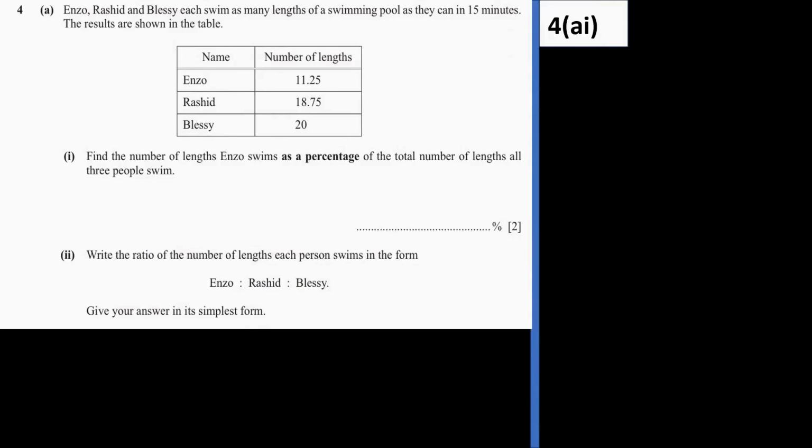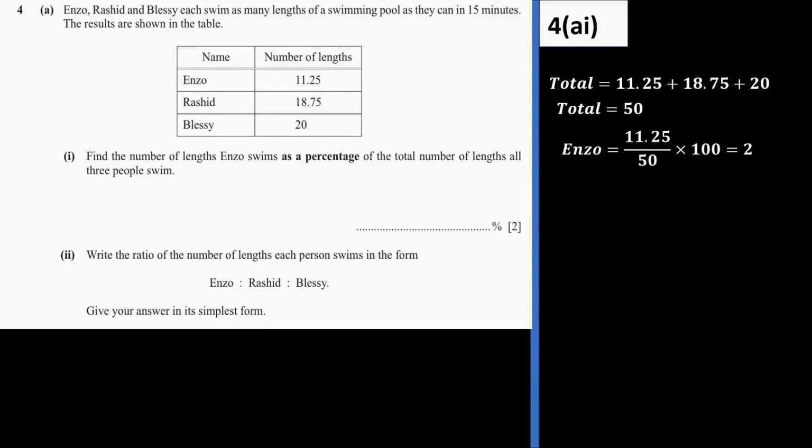all three people swim. Okay, so we have to get the total. The total will be the total number of lengths for the three people. And when we get this total, it gives us 50. Adding together, we get 50. But for Enzo, the number of lengths he swims is 11.25. So we are going to write 11.25 over 50 times 100 to convert to percentage. And that gives us 22.5%. So you enter that. And then we'll look at the 4AII.